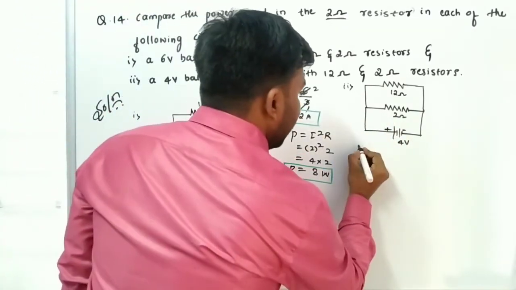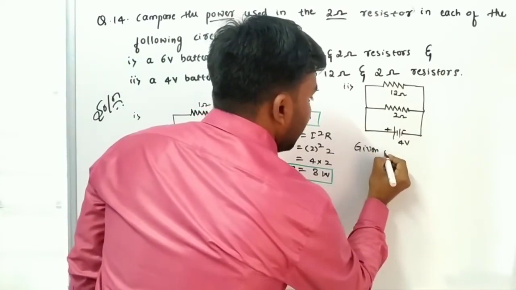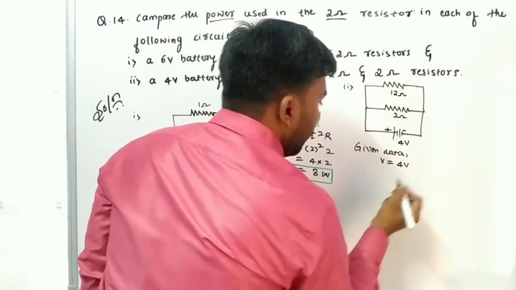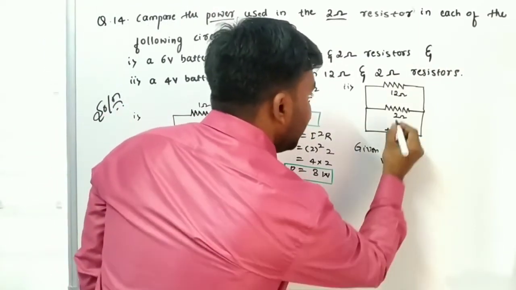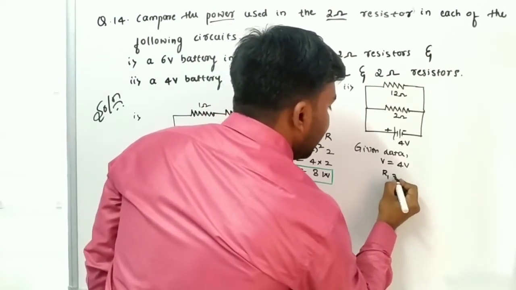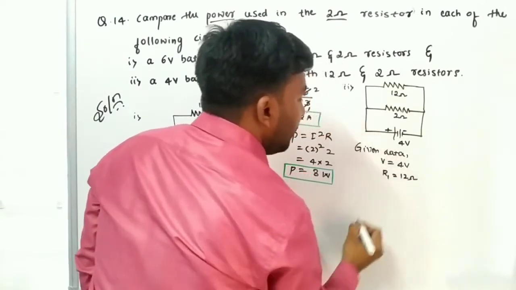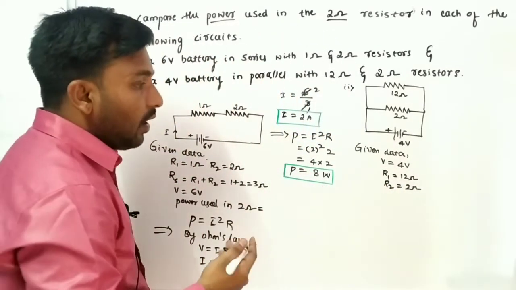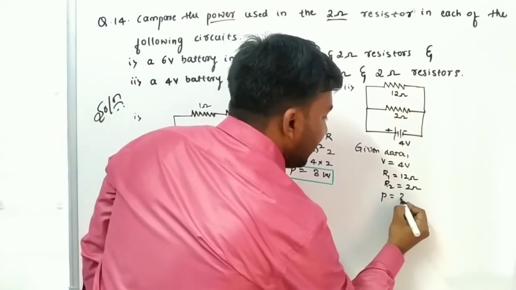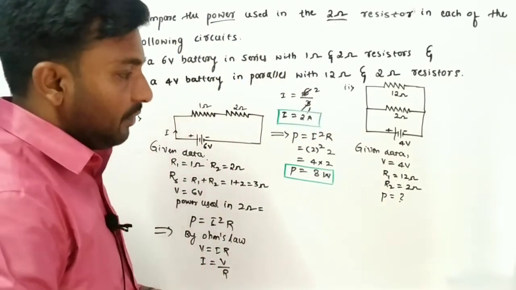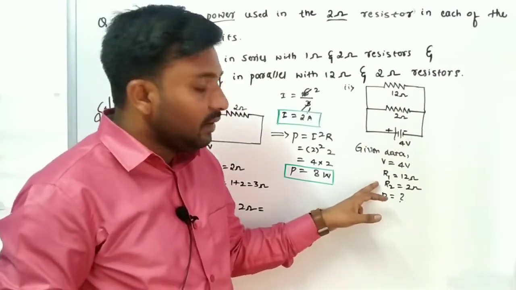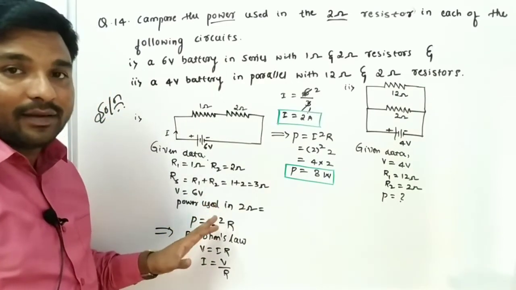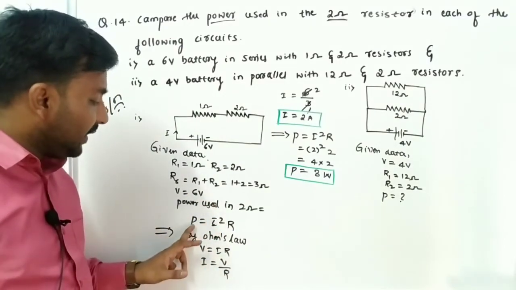So what is the given data here? They have given the potential difference is 4 volt, right? And here R1 is 12 ohm and R2 is 2 ohm. Now calculate the power. Look here. As in the previous one, I calculated the current, and after that I calculated the power.